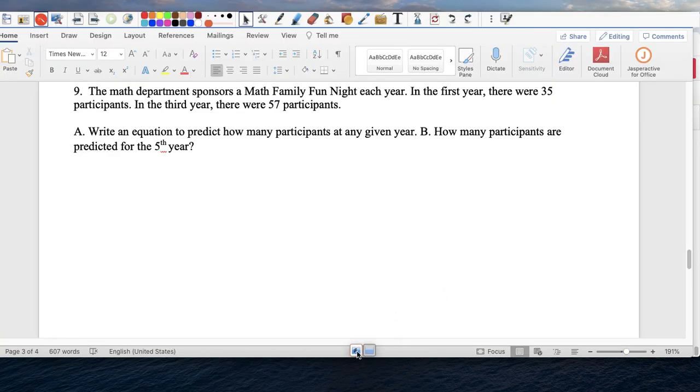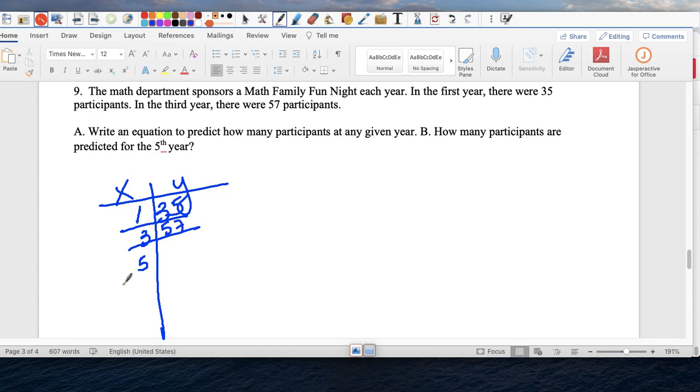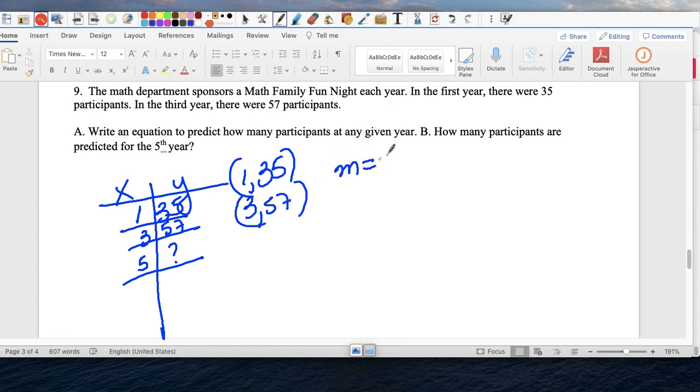So, again, let me just use a table. X and Y. It says in year 1 there were 35 kids. In year 3 there were 57. And you're asked to find in year 5 how many kids do you think will participate? Let's find the function. So m equals 57 minus 35 over 3 minus 1. I'm using this as my 2's. So we get 22 over 2, and m equals 11. So that tells me that every year we're adding 11.